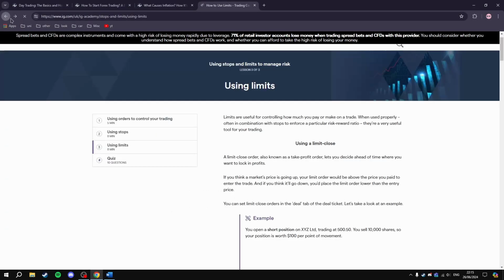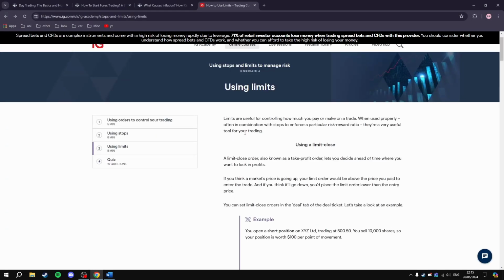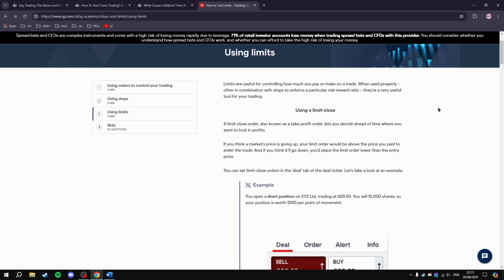So in the last episode we finished off the Using Stops and Limits to Manage Risk course with the Using Limits lesson. Limits are useful for controlling how much you pay or make on a trade. When used properly, often in combination with stops to enforce a particular risk to reward ratio, they're a very useful tool for your trading. I went through different types of limits.